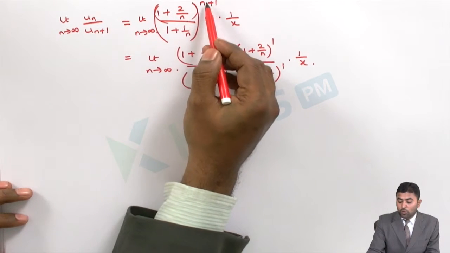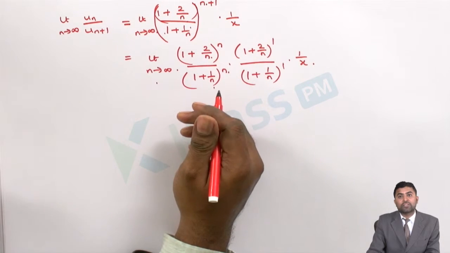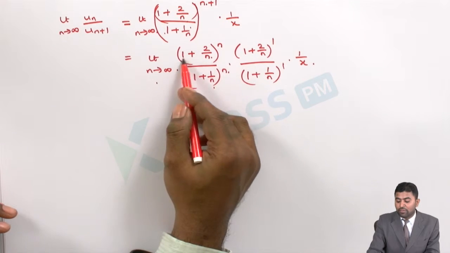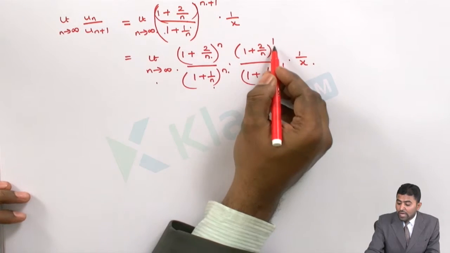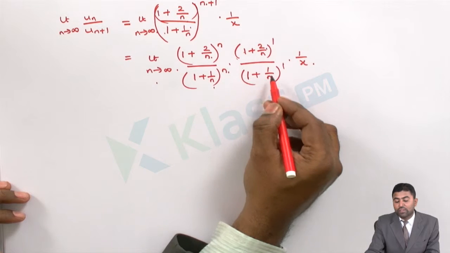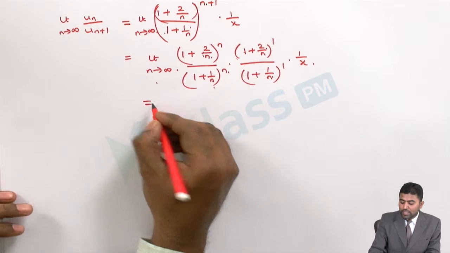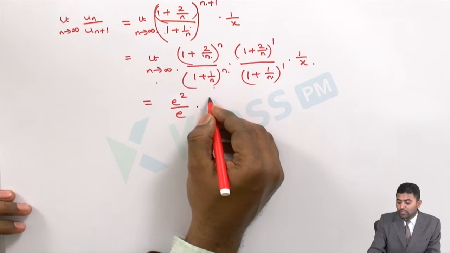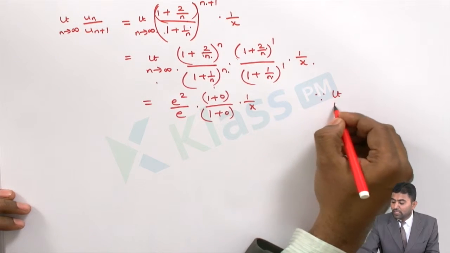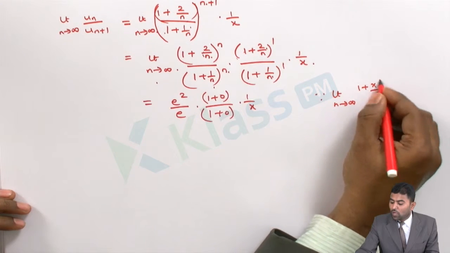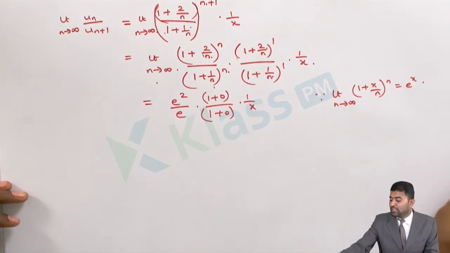So here 1 plus 2 by n whole power n and 1 plus 1 by n whole power n as limit n tends to infinity gives the exponential formula. Right? We have written that 1 plus x by n whole power n as limit n tends to infinity is e power x. And here this will give the answer as 1 plus 0. But for these two, I'll get the answer in terms of e. So I can write this as e square by e into 1 plus 0 by 1 plus 0 into 1 by x, since limit n tends to infinity, 1 plus x by n whole power n is equal to e power x. Right? So now see that we are getting the answer in terms of e.